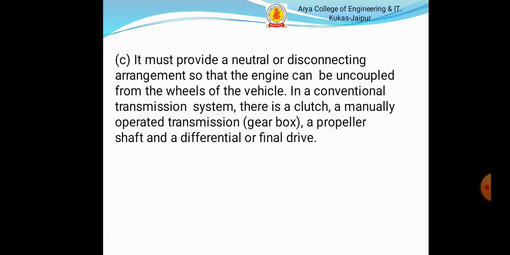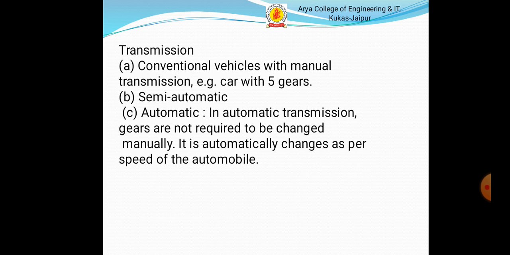Third, it must provide a neutral or disconnecting arrangement so that the engine can be uncoupled from the wheels of the vehicle. In a conventional transmission system, there is a clutch, a manually operated transmission, a propeller shaft and differential or final drive. Transmission types: first, conventional vehicle with manual transmission, for example a car with 5 gears. Second, semi-automatic. Third, automatic. In automatic transmission, gears are not required to be changed manually. They are automatically changed as per the speed of the automobile.